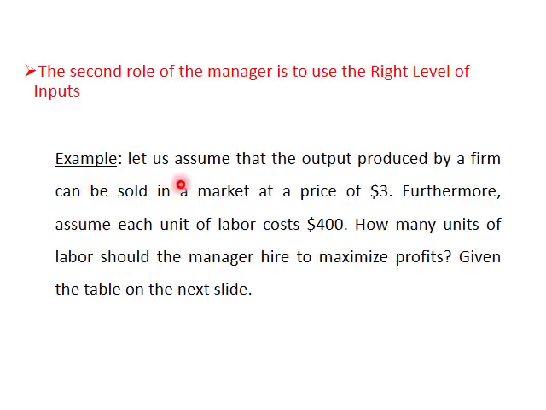The second example is, let us assume that the output produced by a firm can be sold in a market at a price of 3. Furthermore, assume each unit of labor costs 400. How many units of the labor should the manager hire to maximize the profit? By the way, let us see this example with the following table.